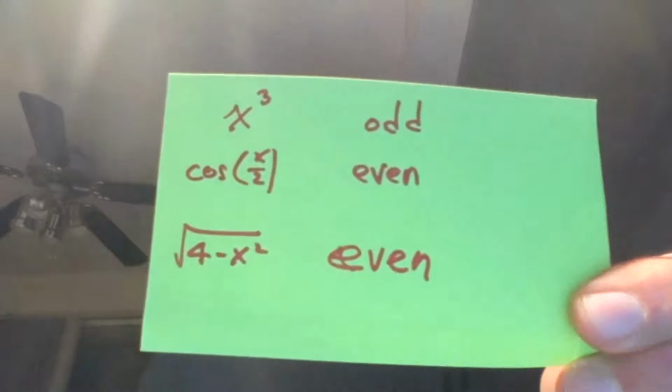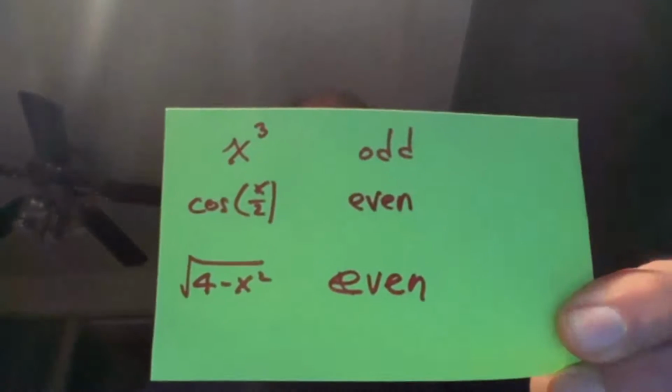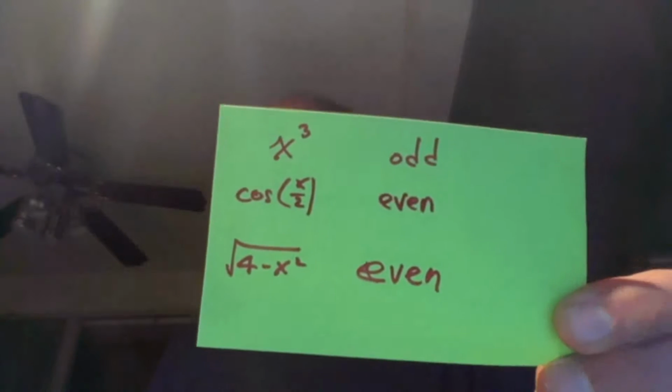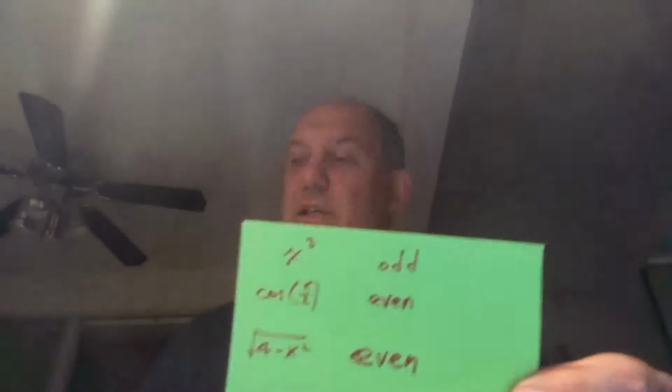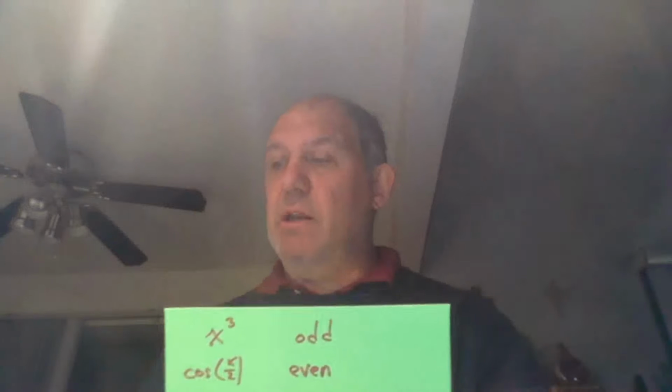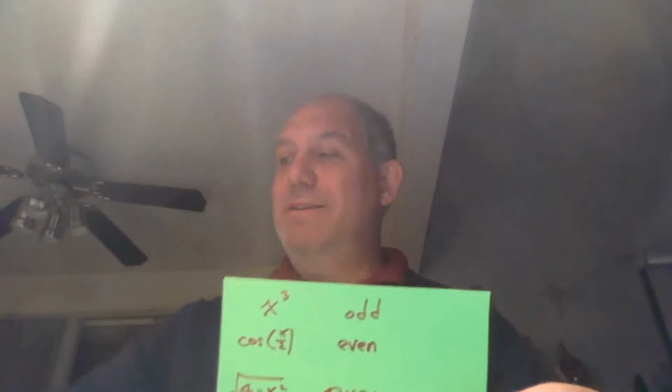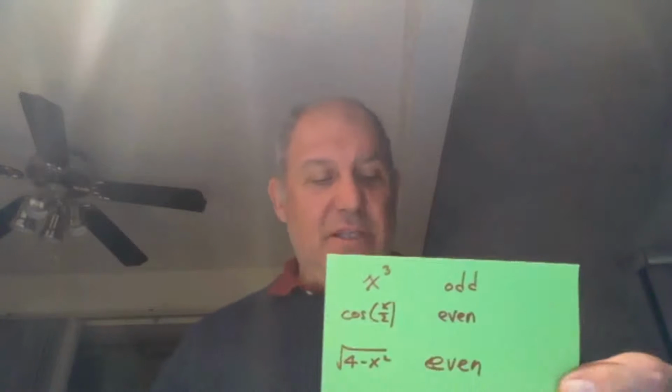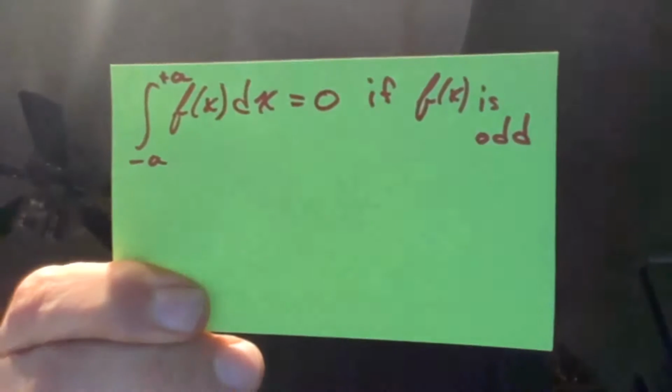So we have an odd function times an even function times an even function. That gives us an odd function. And that's pretty cool because that means, what does that mean? It means something, right? It means that this is true for that integral.